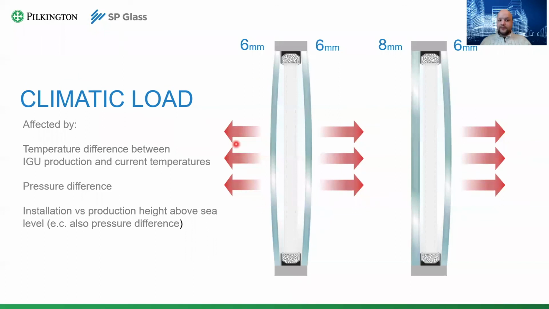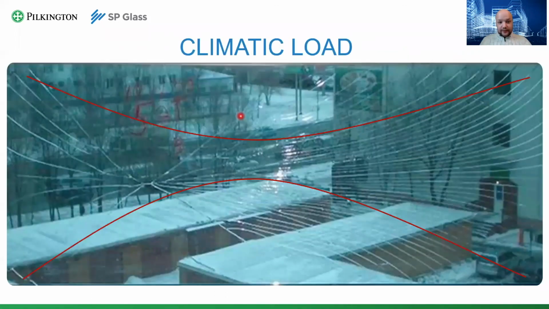Climatic load. Why is it happening? I've already explained. It is a change of pressure and volume of the gas inside an IG unit because of changing climatic conditions. How can you counter it? Usually you install the outer glass thicker than your inner glass. And about some specifics, in the next webinar we'll be talking about glass thicknesses. If you have a non-tempered glass and your IG unit is breaking because of the climatic load.